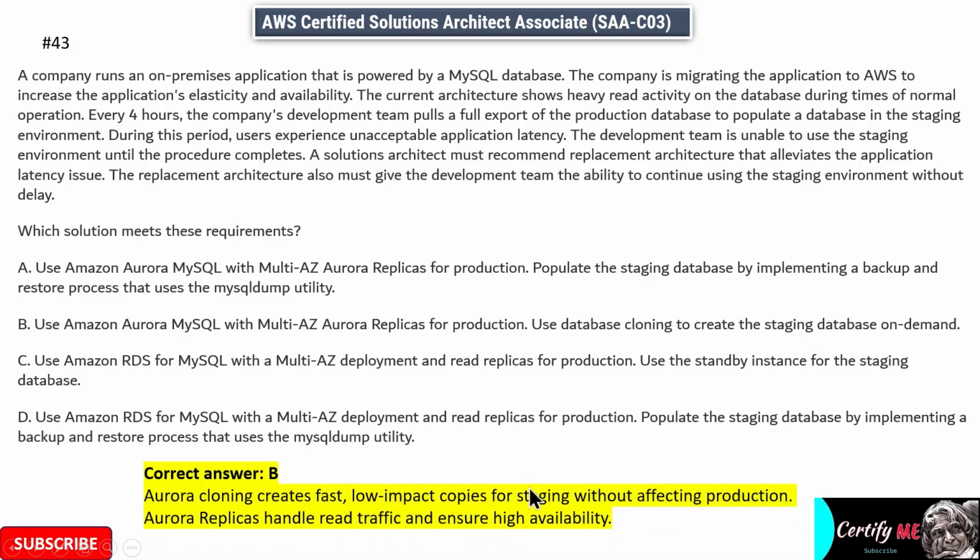Answer option B. Use Amazon Aurora MySQL with Multi-AZ Aurora replicas for production. Use database cloning to create the staging database on demand. Aurora cloning creates fast, low-impact copies for staging without affecting production. Aurora replicas handle read traffic and ensure high availability. Next question.